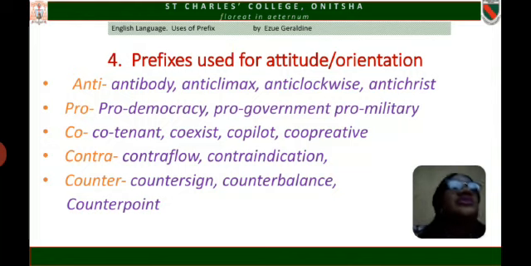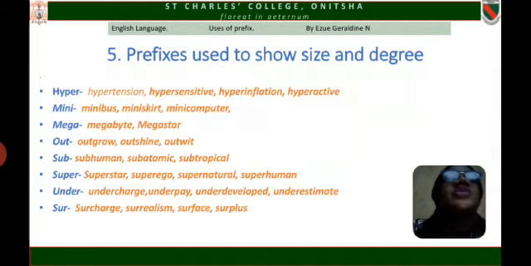Good. Then we can also use prefixes to show size and degree. For instance, we have hyper. Hyper means much. It shows the size, it shows the degree. Hypertension, hypersensitive. Hyperinflation, so that the inflation is high. Then we have hyperactive.